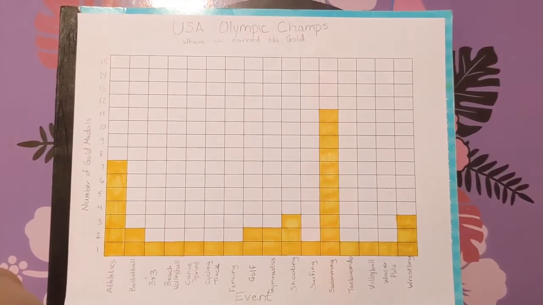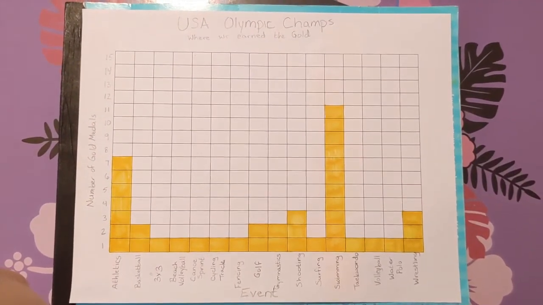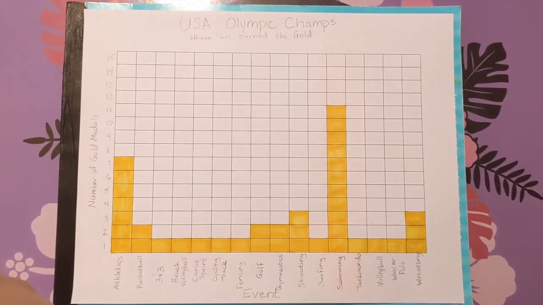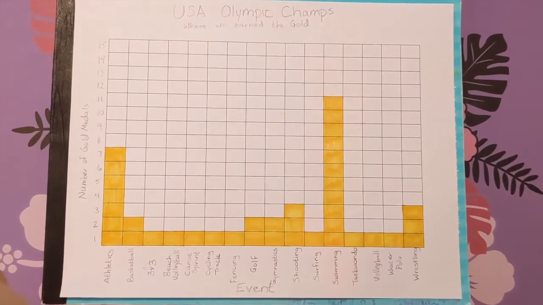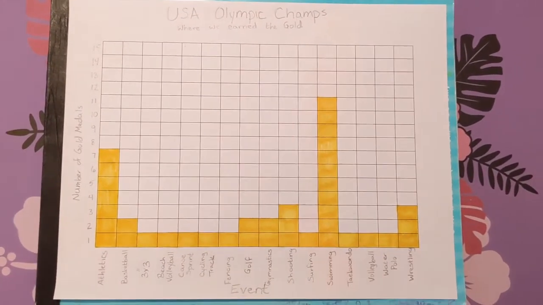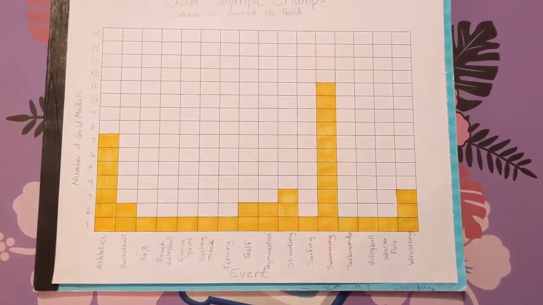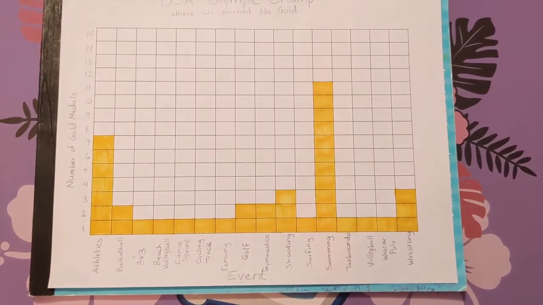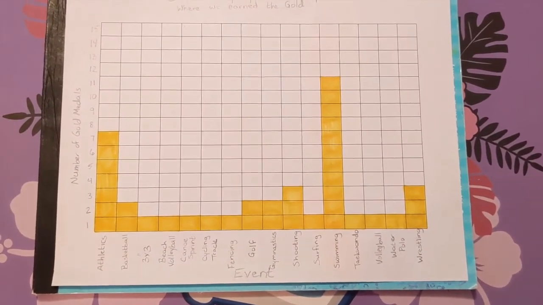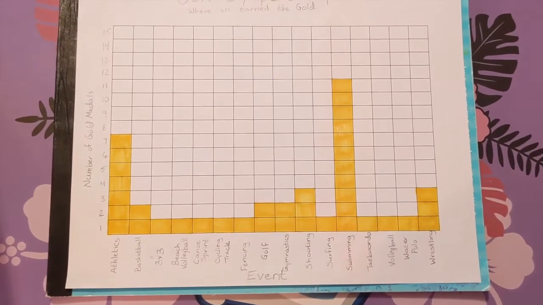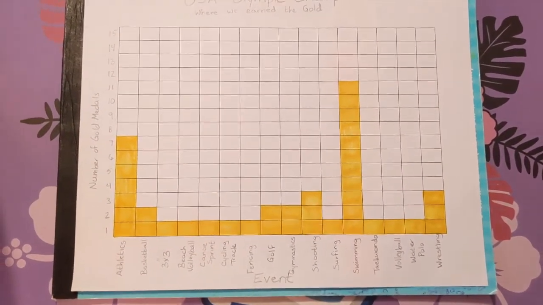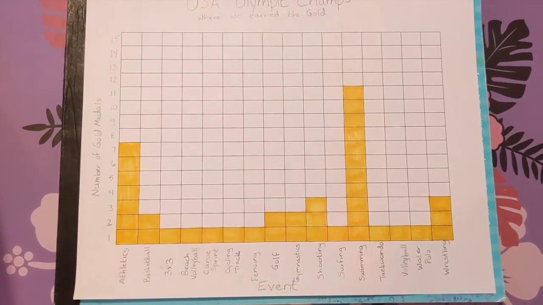So here is my completed bar graph. And obviously it's a little bit more complicated than just being able to say which sports are our best events, because different events give out different numbers of medals in general. But overall, this is where all of our gold medals went. So it's cool to see where we got the gold medals in this visual format.